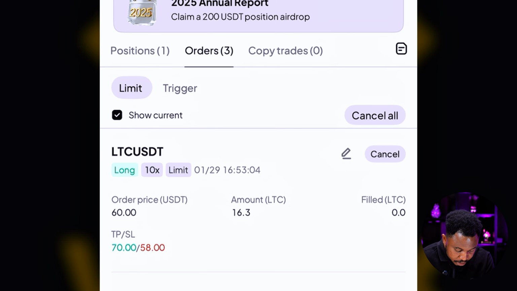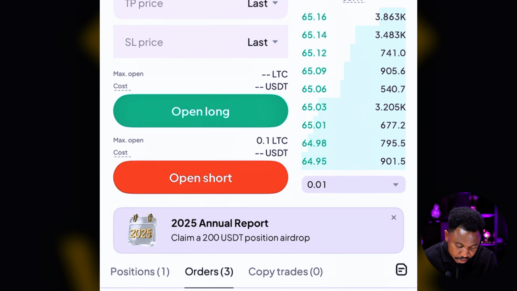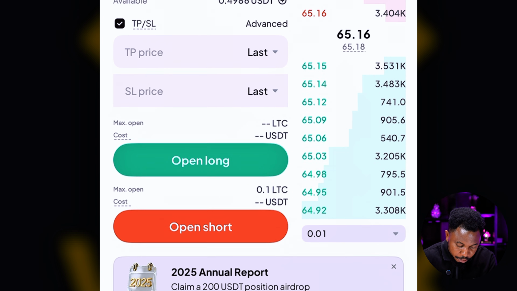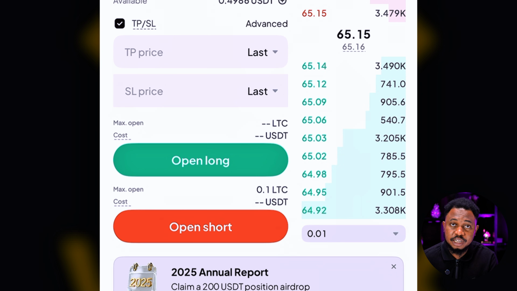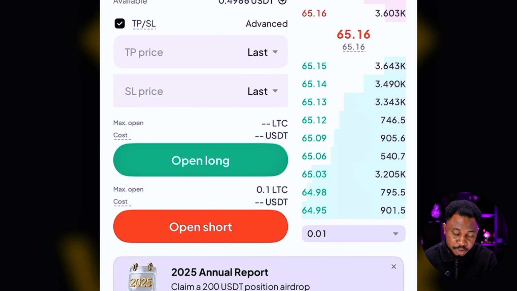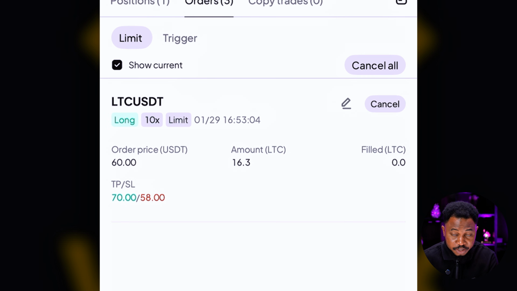Now what will happen is you can see this trade actually came to the order section, which means this trade has not been executed just because the price of LTC is not down to $60. So whenever it's down to $60, it's going to actually place this trade for me. All right, so since you understand that, that's basically how limit works.